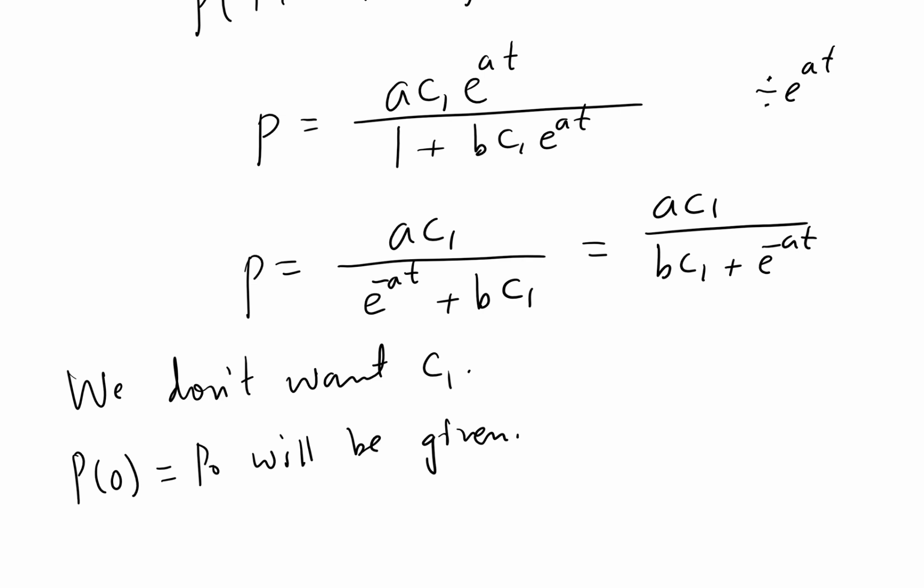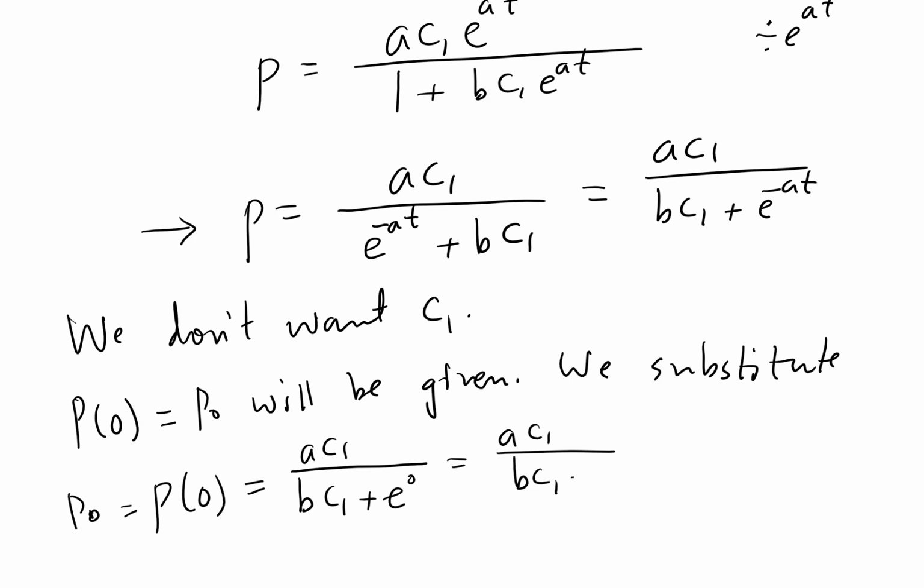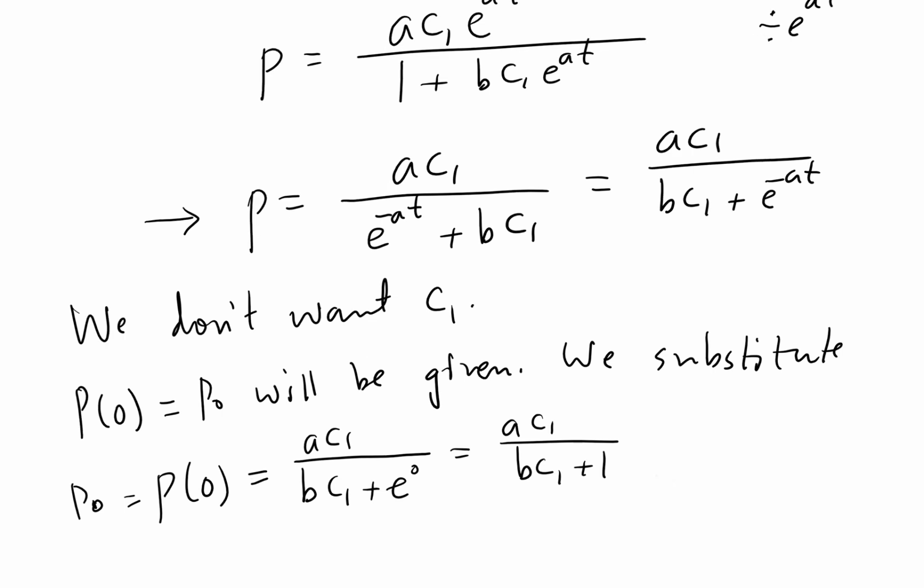So we can take that and use substitution. We substitute. And what do we get? P of 0, that's P naught, equals, substituting into this equation, AC1 over BC1 plus e to the 0, which is 1. And what we need to do here is to solve for C1. And then substitute this back into the equation.